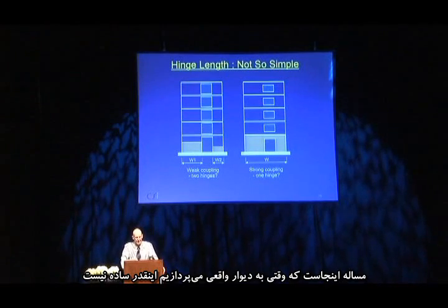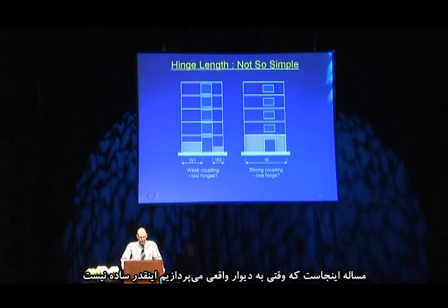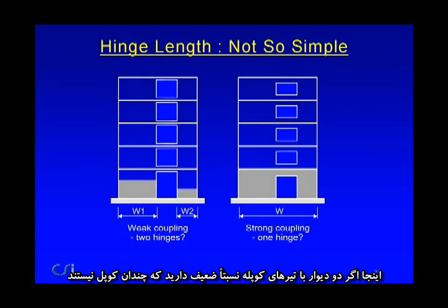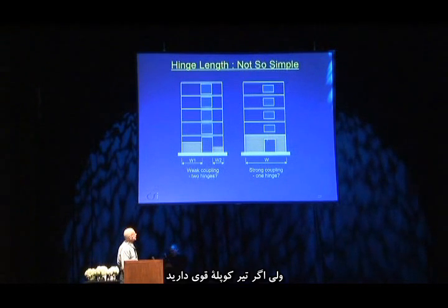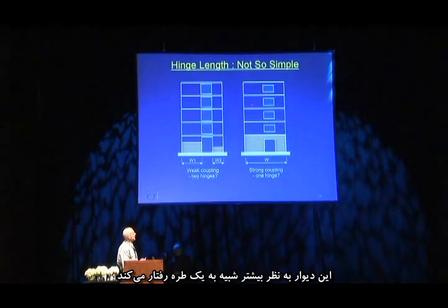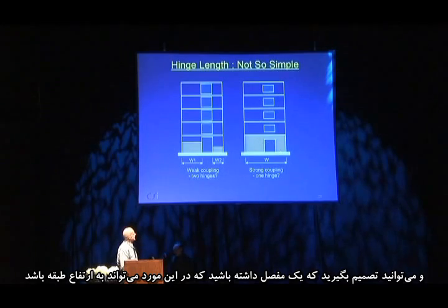The problem is that it's not so simple when you look at real walls. Here, if you have two piers with rather weak coupling beams, so not very much coupling, you might use 1/2 of W1 here and 1/2 of W2 here. But if you have strong coupling beams, it tends to act more like a single cantilever, and you might decide to have a single hinge, in which case it might be the story height.